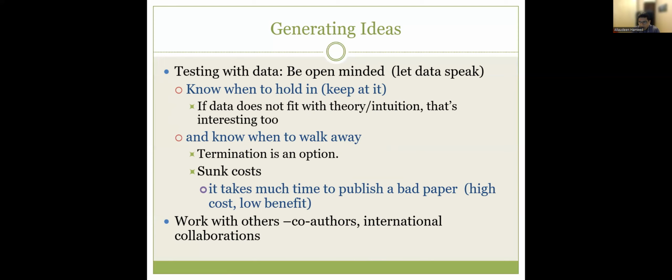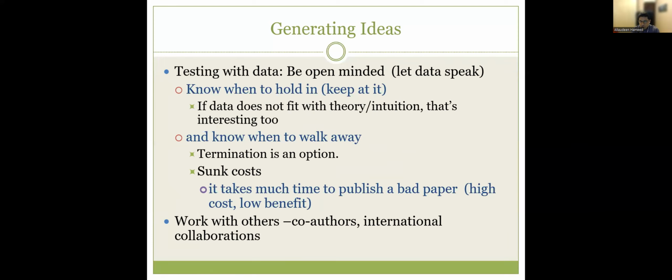I mean, that's the way I think about it. It's not like you have a fixed result in mind and you torture the data until it speaks what you want. I prefer to just let the data tell you what is going on. Have an open mind. Okay, so you need to know when to hold it, right?